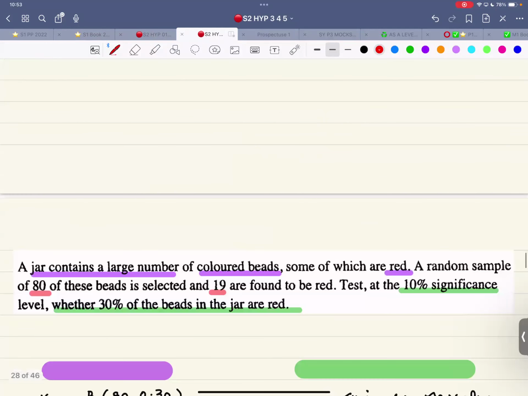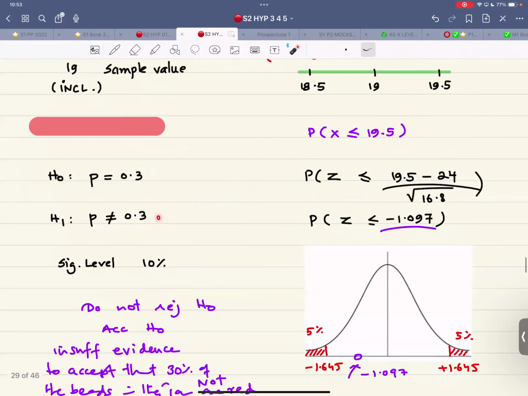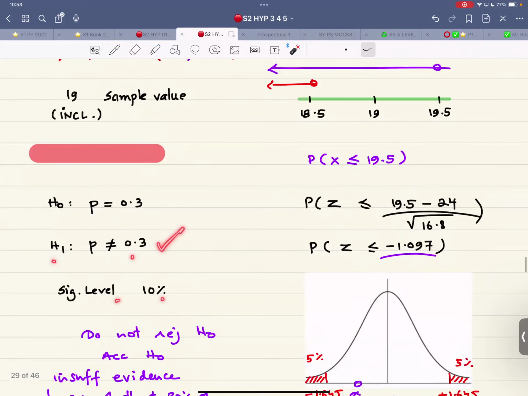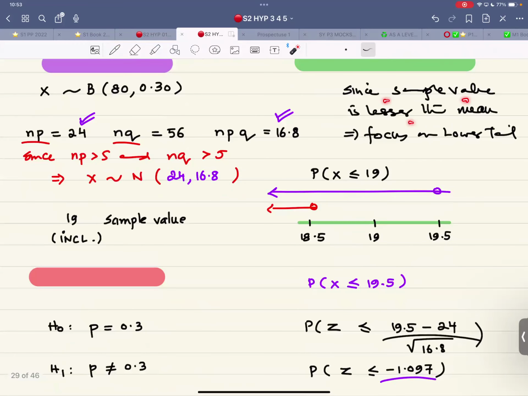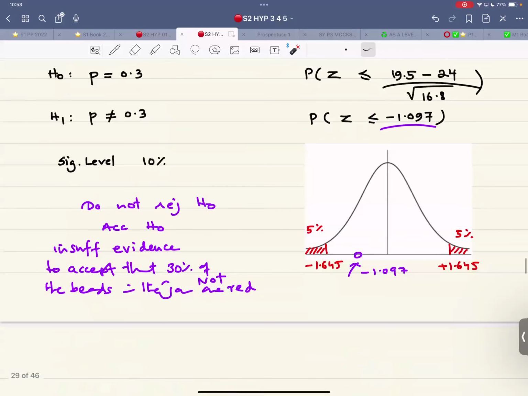So now let's look at the working. First of all, NP 24, NQ 56. This is used for justification. NP 24, NPQ 16.8. This is mean, this is variance. 19, sample value, lower tail. First of all, H1 is two tail, significance level. Now this sample value is lesser than mean, focus on lower tail, therefore calculate probability in this direction. 19.5, Z value becomes negative 1.097.